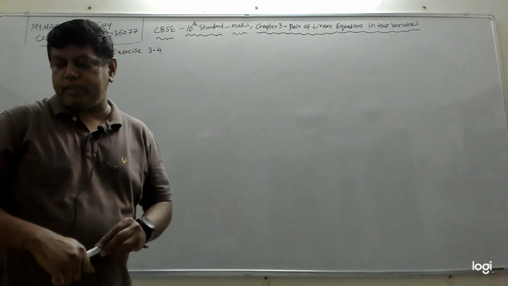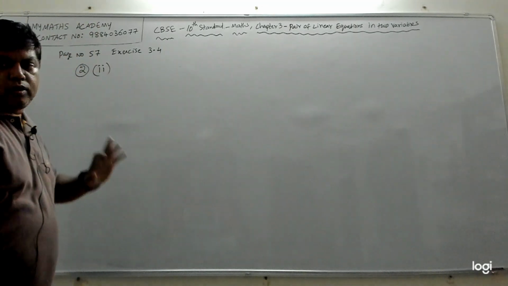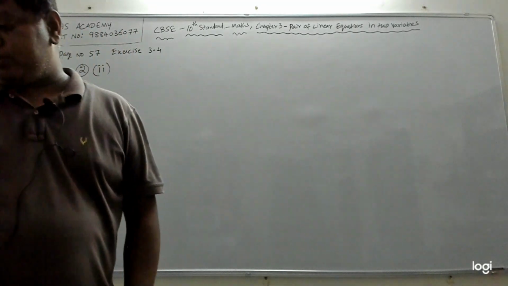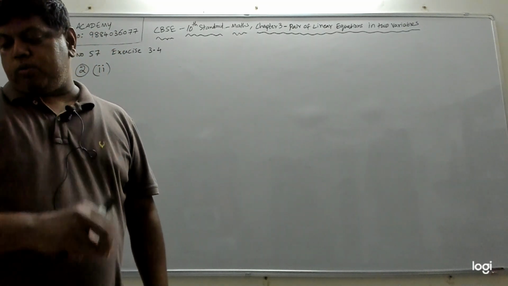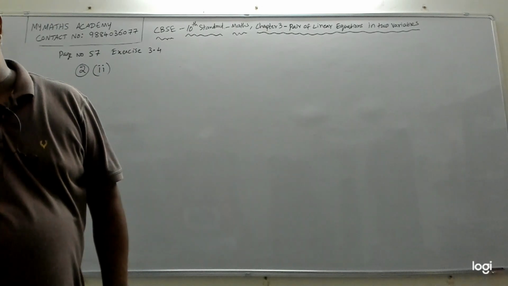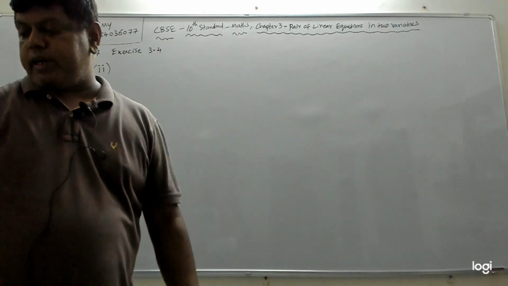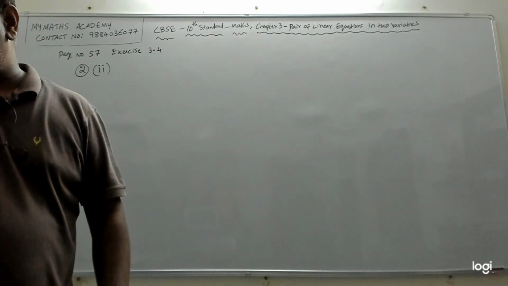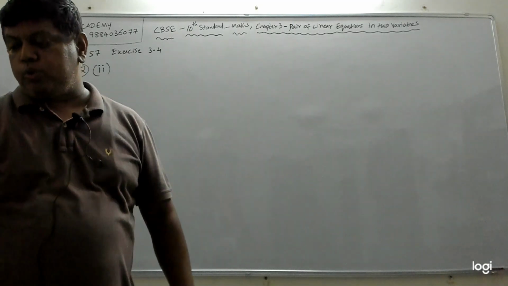I am on page number 57 in your textbook, Exercise 3.4, second problem, second subdivision. It says, 5 years ago, Noori was thrice as old as Sonu. 10 years later, Noori will be twice as old as Sonu. How old are Noori and Sonu?